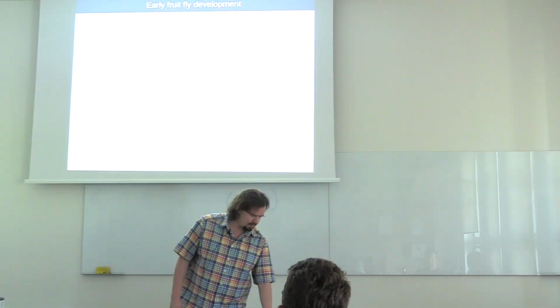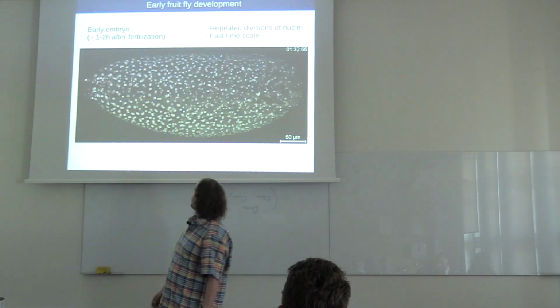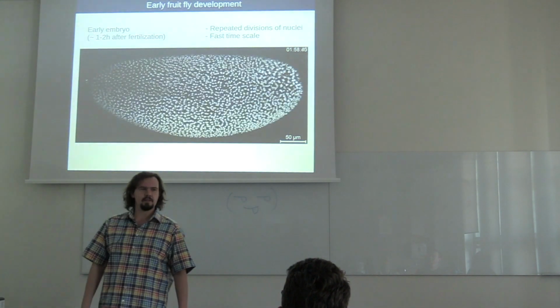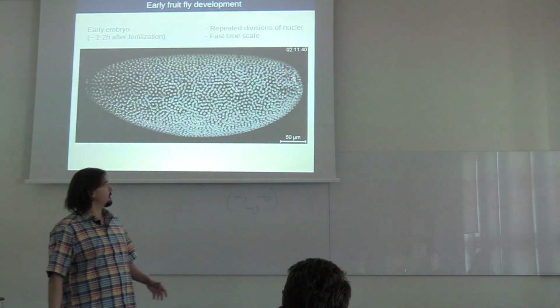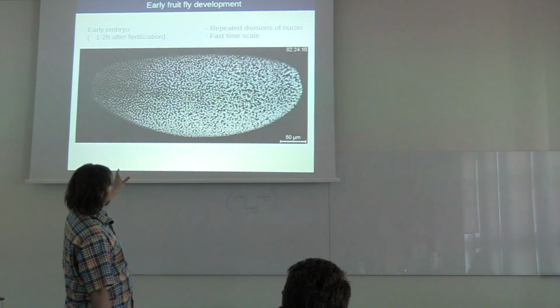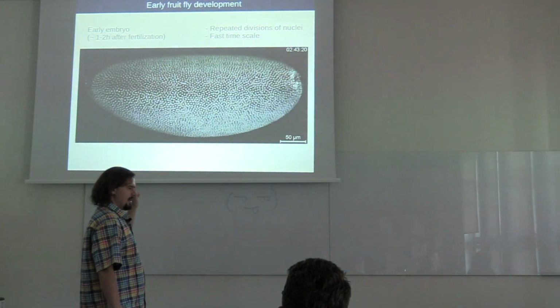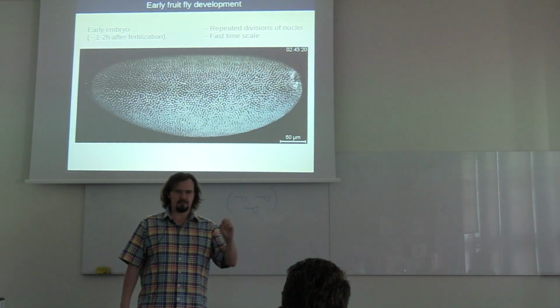So I would like to take you directly into the topic. I hope that you can see the video playing here. So what you can see here is the early fruit fly embryo, about 1 to 2 hours after fertilization. And as every embryo, it starts out from a single cell, so it's an egg, right?